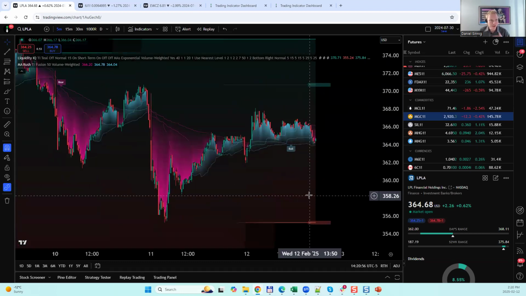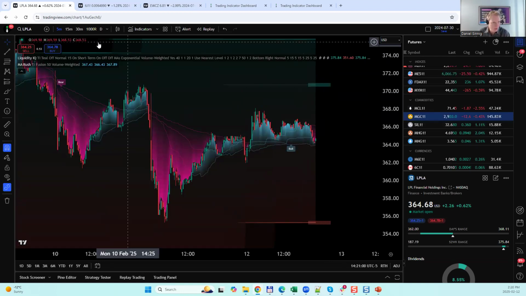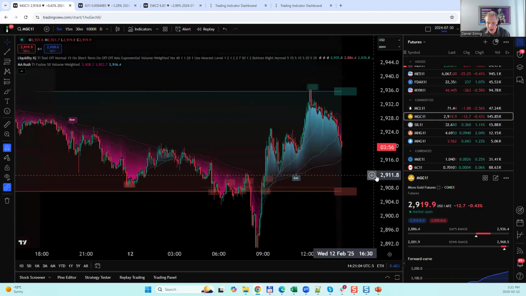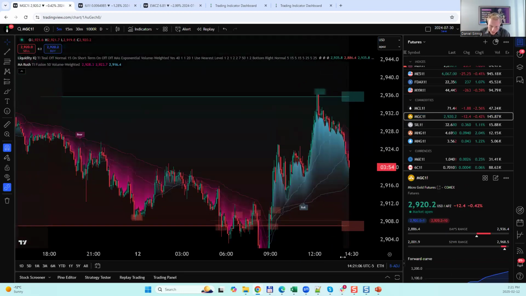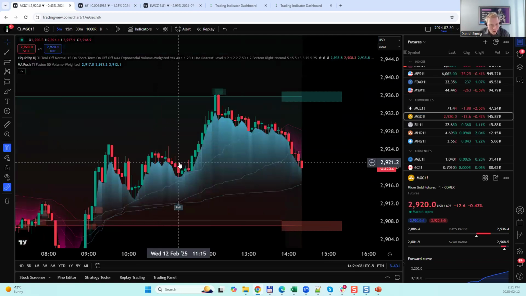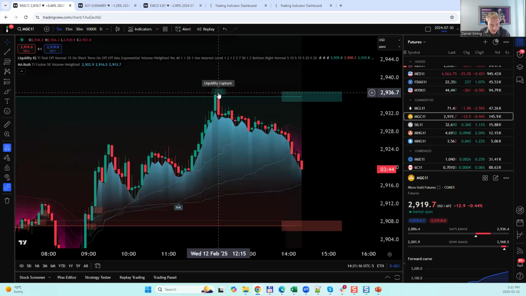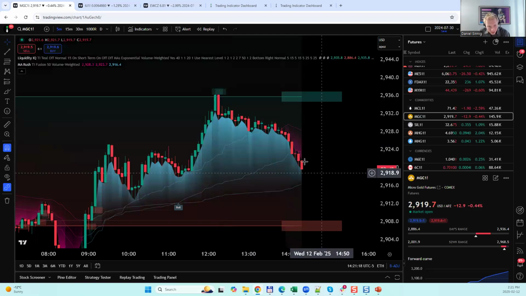And why do I like to trade next to these levels? Let me give you some examples real quick before we look at some other requests. Let's look at gold, MGC, something I just looked at today. Look at what happened up here. Price went up, a couple of hours ago at around 12 o'clock Eastern. We went up to this resistance level with liquidity capture, and then boom, the bounce down.